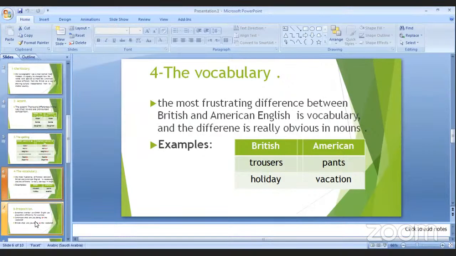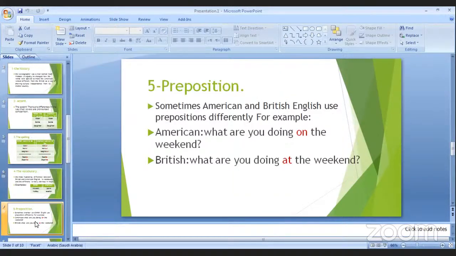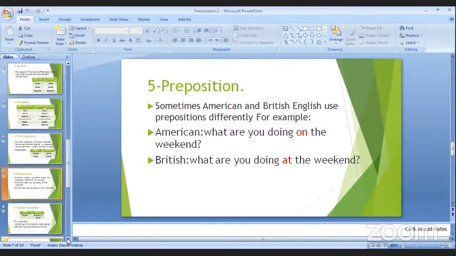Number four, preposition. Sometimes American and British English use prepositions differently. For example, in American English, we say, what are you doing on the weekend? The preposition here is on. But in British English, we say, what are you doing at the weekend? The preposition here is at.